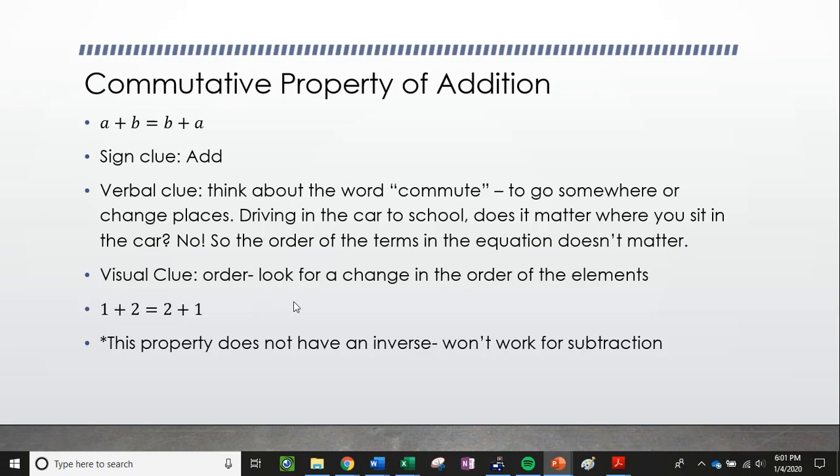The visual clue that you can look for is a change in order of the elements. So 1 plus 2 equals 2 plus 1. That is an example of the commutative property of addition. You have your elements changing order and they're being added together. And this property doesn't have an inverse, so it doesn't work for the opposite, doesn't work for subtraction.